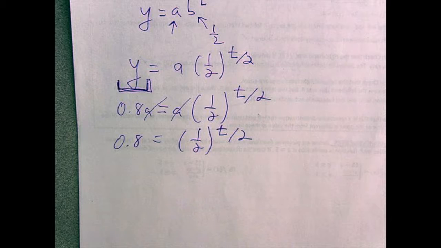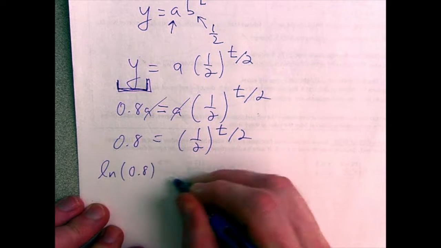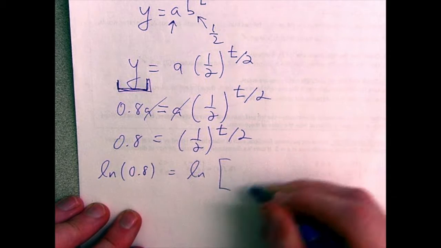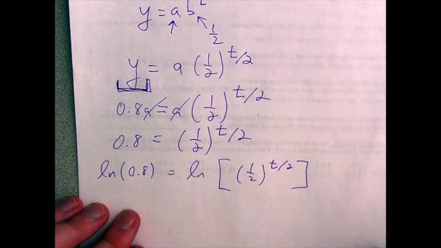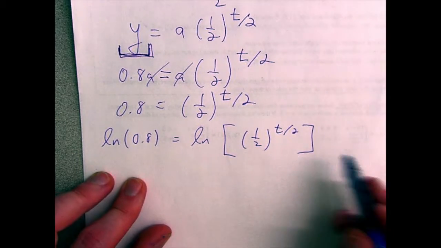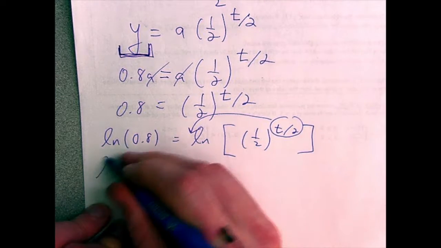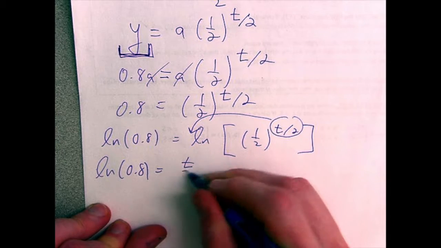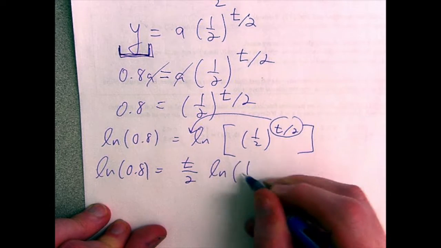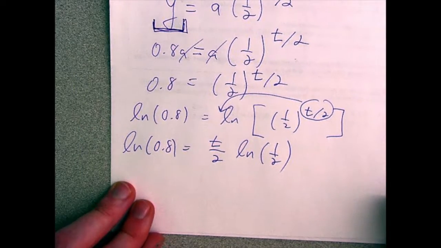Now, of course, this is an exponential equation. The t is stuck inside of an exponent. So what should you do? Take the natural log of both sides. I have natural log of 0.8 is equal to natural log of, well, the entire right-hand side. Okay. What happens next? Well, this exponent, t over 2, is going to come down. Natural log of 0.8 is equal to t over 2 times natural log of 1/2.